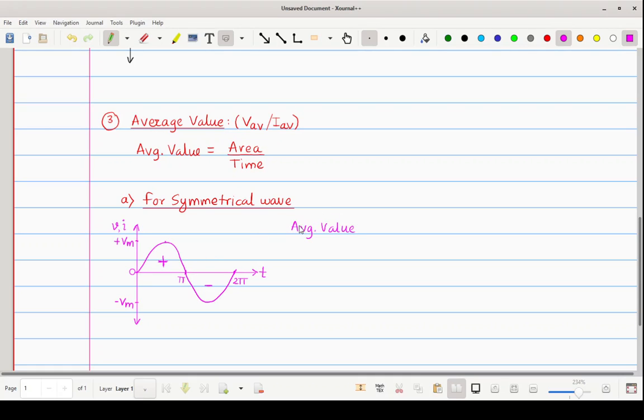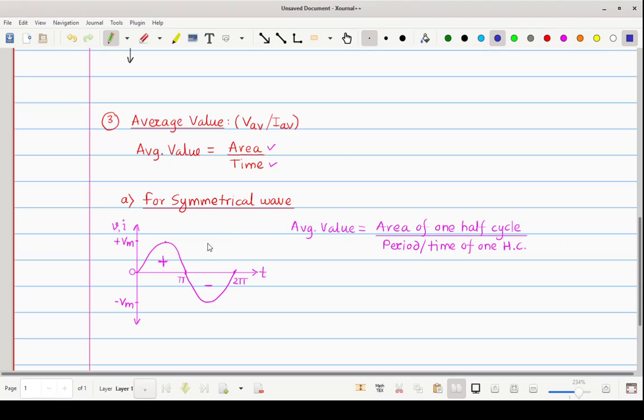Therefore here our average value is equal to what? Our basic formula is area upon time, but now we consider only the area for a half cycle. So for a symmetrical waveform, you take only one of the half cycles. Your average value becomes the area of one half cycle, positive or negative, divided by the period or time of that one half cycle.